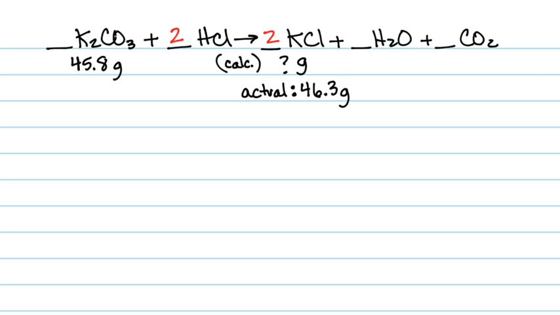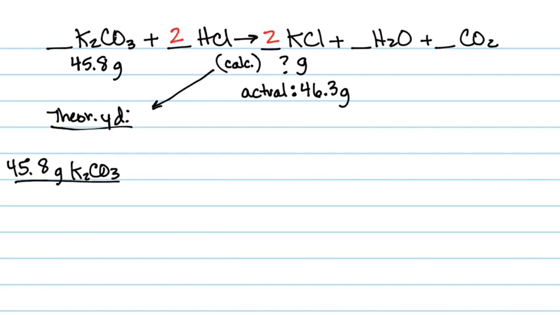So starting off with this right here, our given information, we've got to start with the potassium carbonate. We're assuming again all the reactant is going to be used up. So looking for our theoretical yield here. Theoretical yield is what we're calculating. 45.8 grams of potassium carbonate. We don't want grams of potassium carbonate in our answer, so we're going to put it down here to get rid of it. But we can go from grams to moles of potassium carbonate.